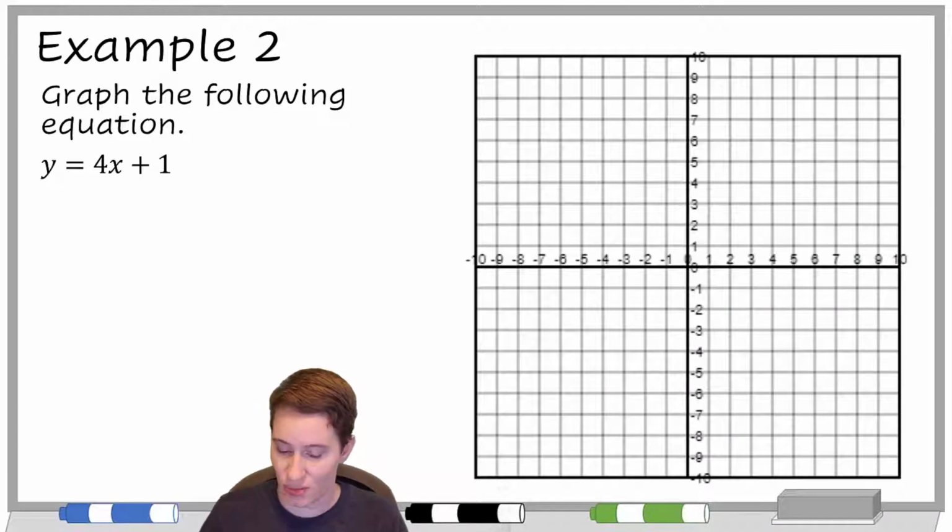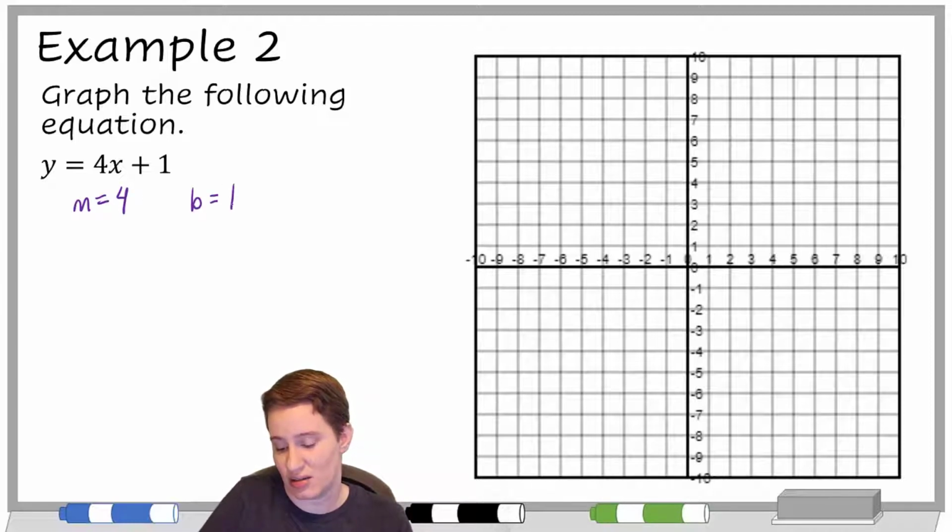Example 2. So we're in y equals mx plus b. We can pick out what m is. M is what's in front of x, so m is 4. And b is the number being added or subtracted, so b is 1. So right away we can begin by putting a dot at positive 1 on the y-axis.